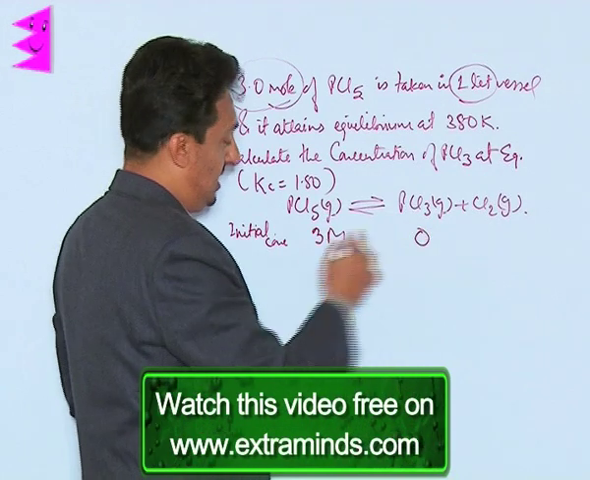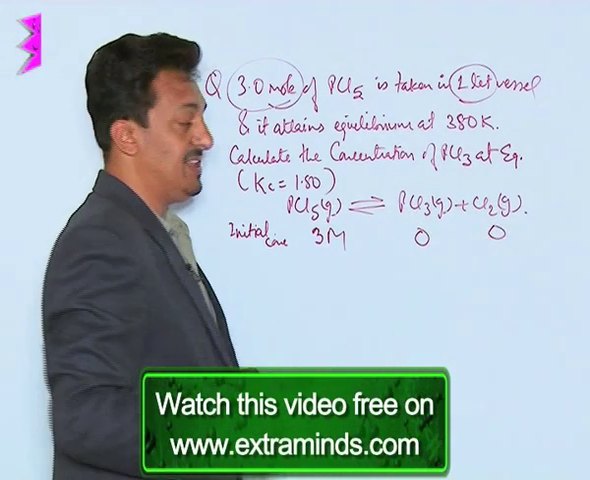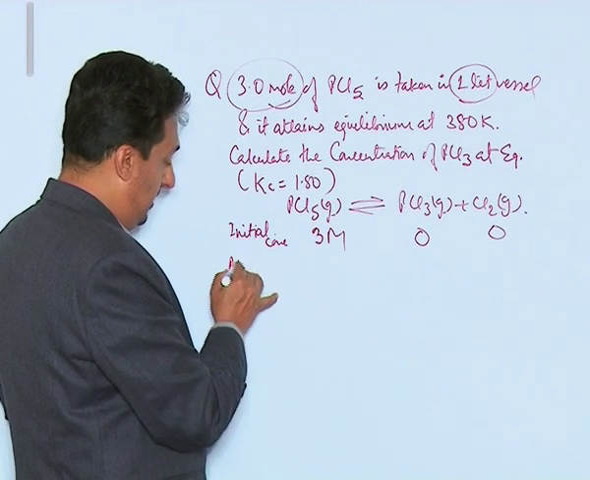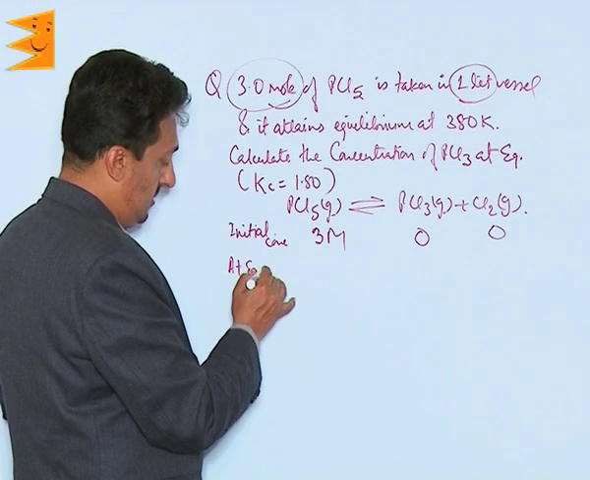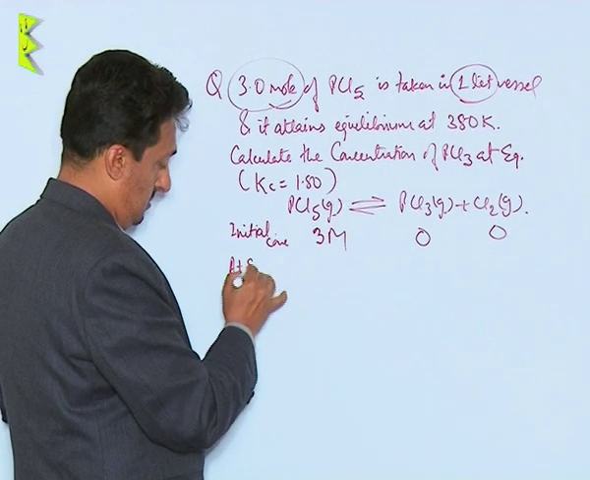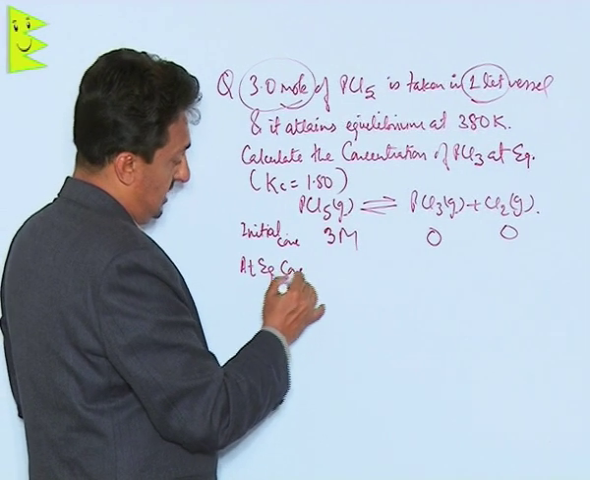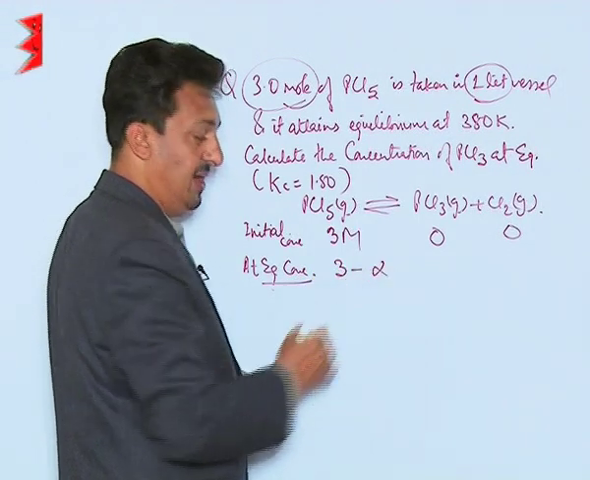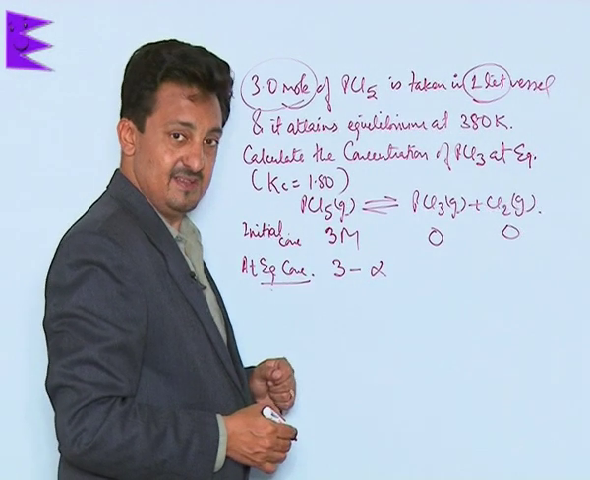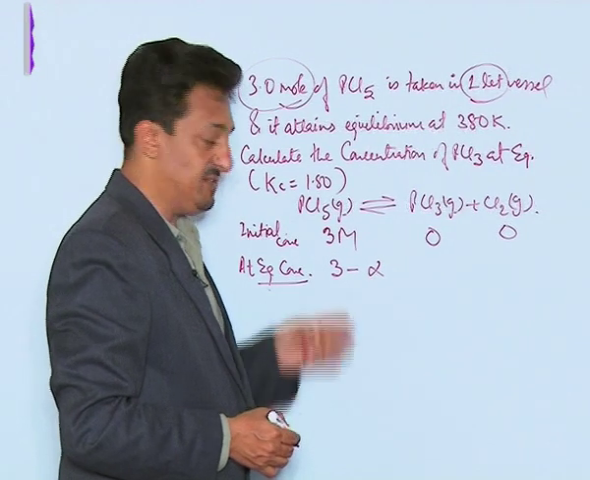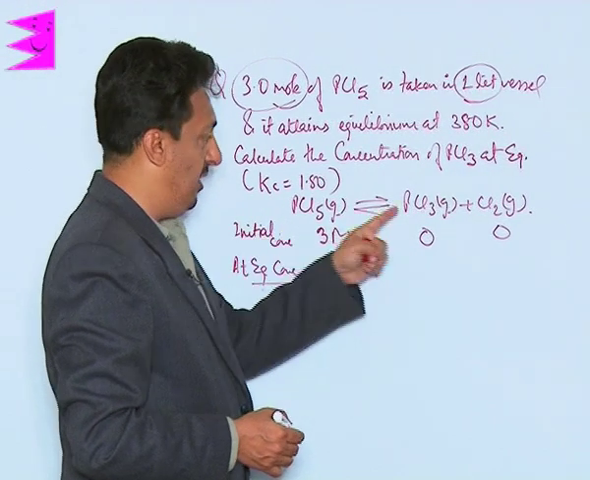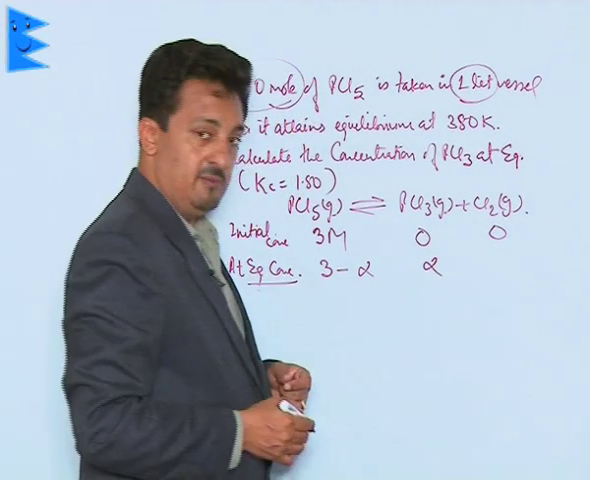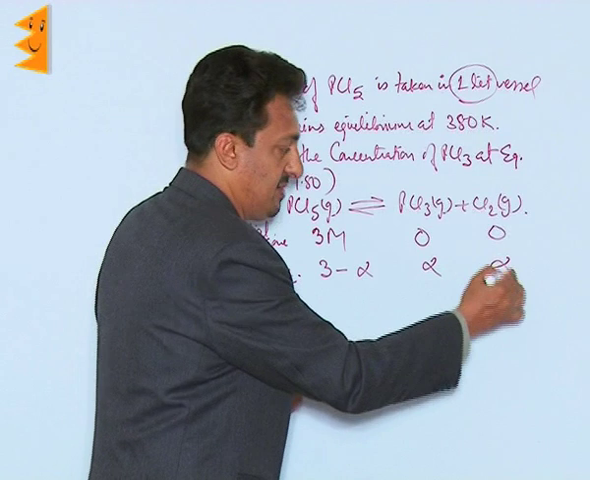So of course, initially 3 moles of this is given, so the PCl3 and Cl2 were not there in the reaction mixture. But at equilibrium, the concentration of PCl5 will be 3 minus alpha, because if alpha has reacted, how much of PCl5 is left? 3 minus alpha. 1 mole of this forms 1 mole of this, so if alpha of this has reacted, alpha of PCl3 will be formed, and similarly alpha of the chlorine will be formed.